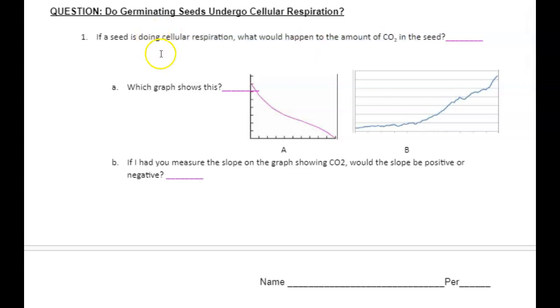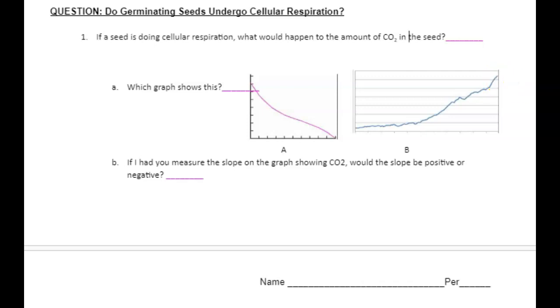Yeah. Again, because they're using the oxygen, they're making CO2. And so which graph is going to show us that increase? Probably be B, right? Starts off slow and gets higher. So now we're going to do a little math here. If we had to measure the slope, would it be positive or negative here? So if it's going up, it's going to be positive.